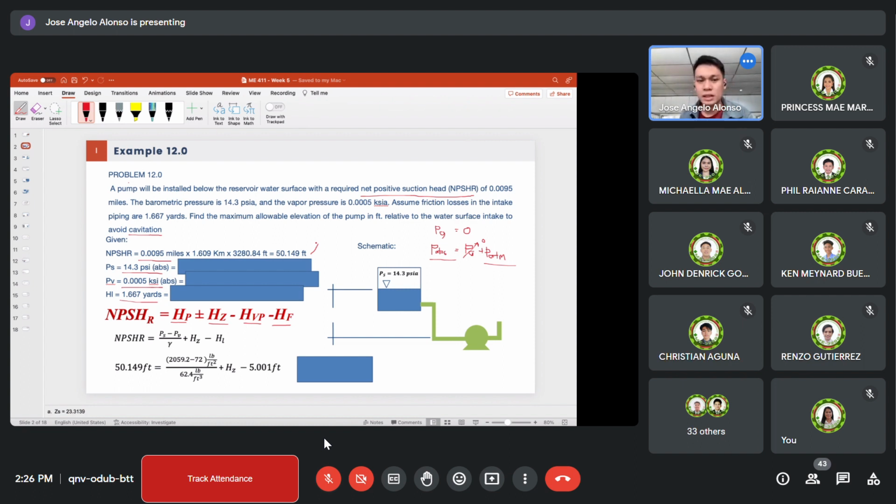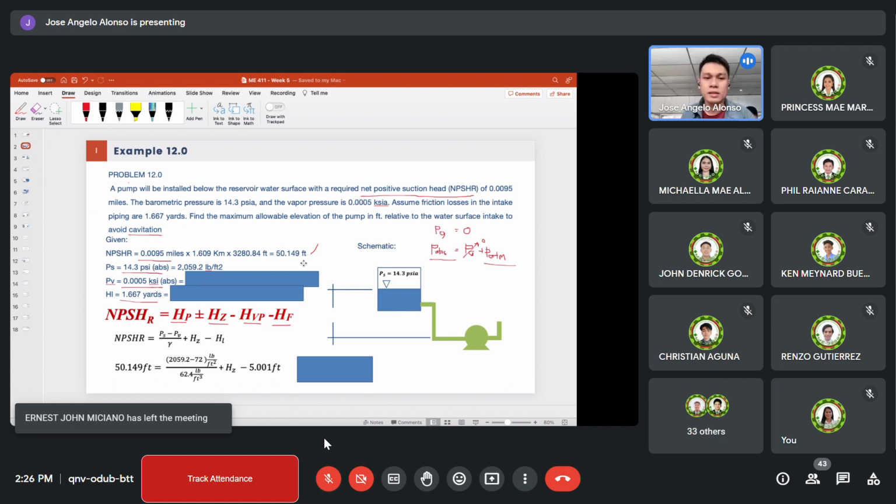While for the pressure at suction side, binigay sa problem is 14.3 psi. So pounds per feet squared, multiply lang natin sa 12 squared or 144. Try nyo guys. It will give you 2,059.2 pounds per feet squared. While KSI, so please remember that just 1 KSI is equivalent to 1,000 PSI.